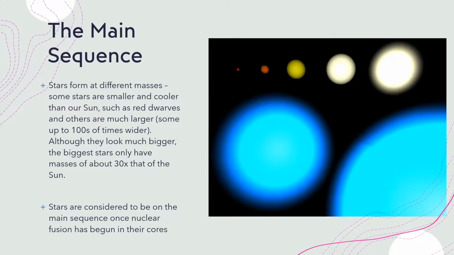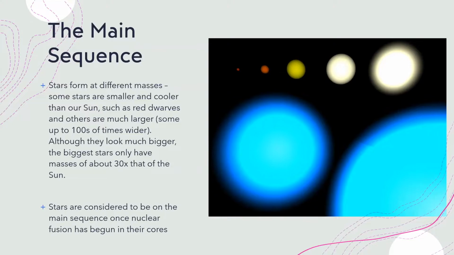Some are hundreds of times bigger than our sun. So they're bigger in their size, but their masses are only about 30 times. There's a physical limit they can form at. Okay, and stars are considered to be on the main sequence once nuclear fusion has begun in their cores.